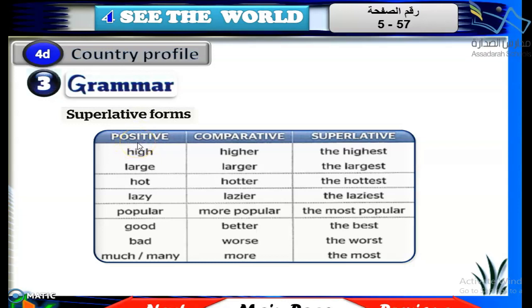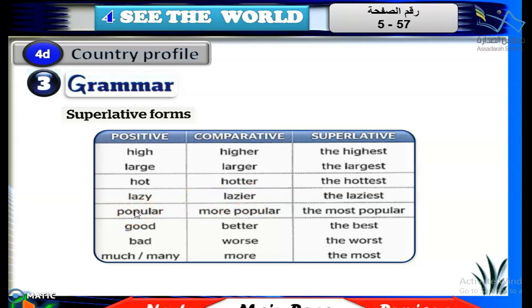Of course, as we saw in the previous lesson concerning the comparative, for the short adjectives, we add ER. If the adjective is a one syllable word and it has a short sound or short syllable, we double the last letter. For example, hot, we double the T and we add ER. If it ends with Y, like lazy, happy, etc., we remove the Y, we replace it by I, and we add ER.